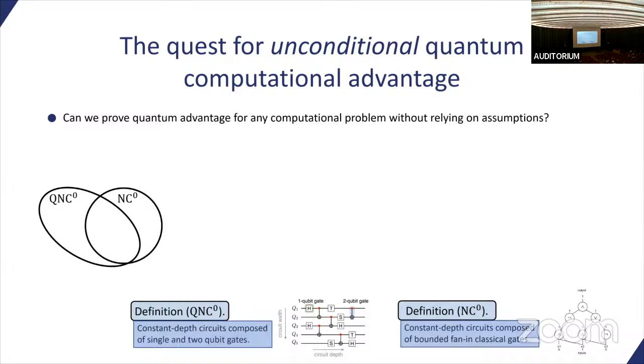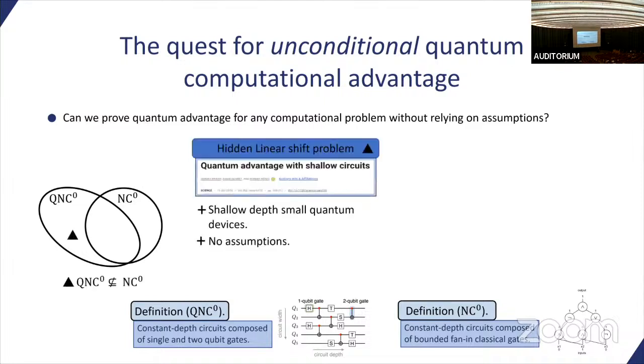So let me introduce you to NC0. NC0 is the class of constant depth classical circuits with classical gates of bounded fan-in, and those are normal gates like AND, OR and NOT. Then we have the quantum equivalent, where we have constant depth quantum circuits with single and two-qubit gates. Here, some years ago, a breakthrough result by Bravyi, Gosset, and König showed that there exists a problem that can be solved by QNC0 circuits, so constant depth quantum circuits, that cannot be solved by NC0 circuits, the classical equivalent.